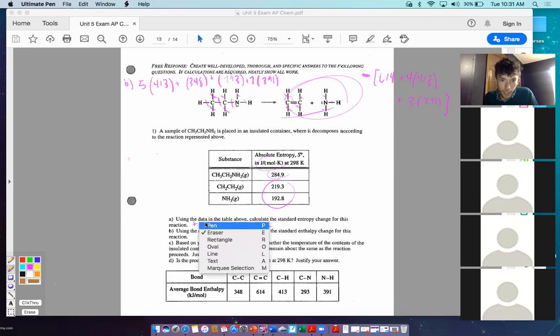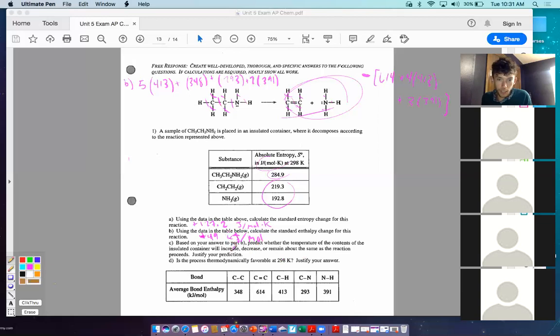Okay, so based on our answer to part B, predict whether the temperature of the contents of the container will increase, decrease, or remain about the same. What have I just found in part B? I have found the delta H for the system. What are they asking me about? The contents of the insulated container. That's the surroundings, isn't it? So delta H of the system is negative delta H of the surroundings.